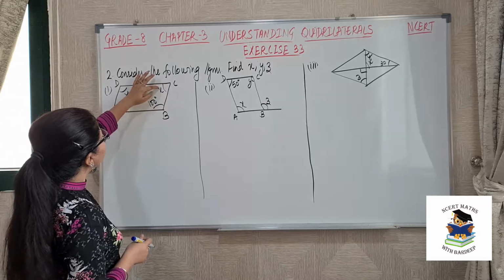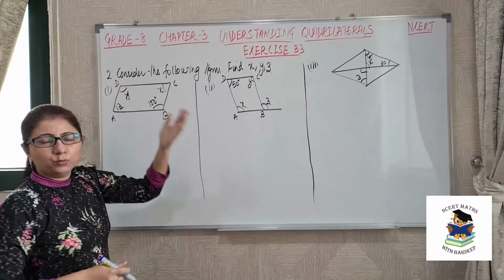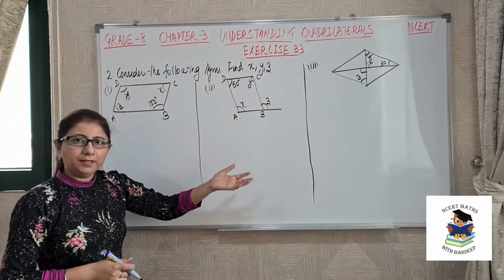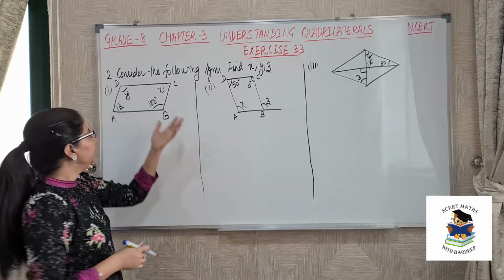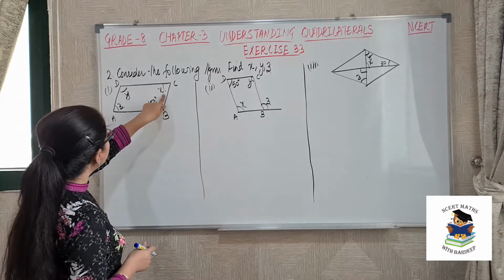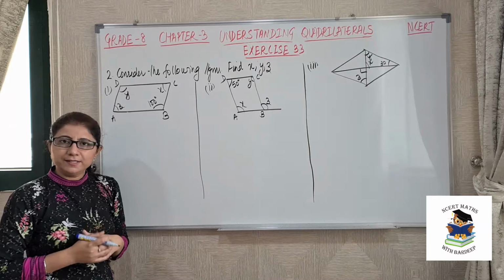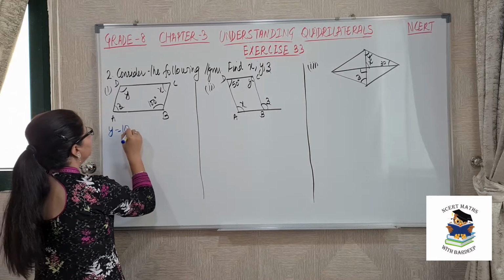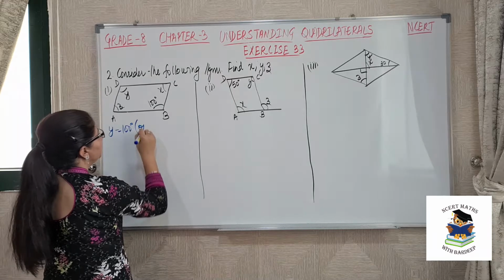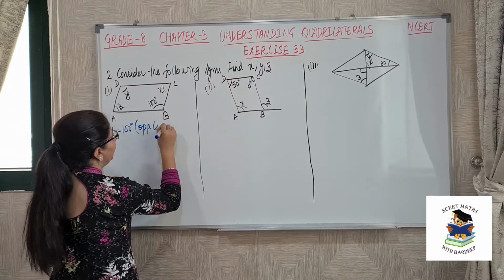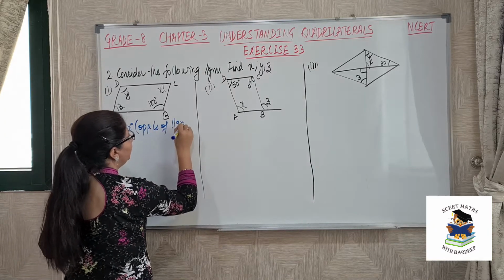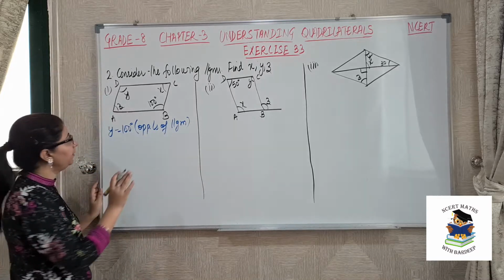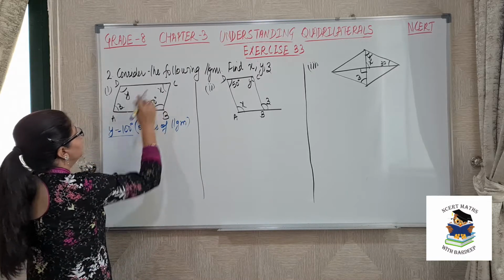Okay. How to find x? 100 plus x is 180 degree because co-interior angles will add up to 180 degree. So we can find x. Once we have x, we can find z. So it is y is equal to 100 degree. Reason you will say opposite angles of parallelogram. Okay. So this is one part.